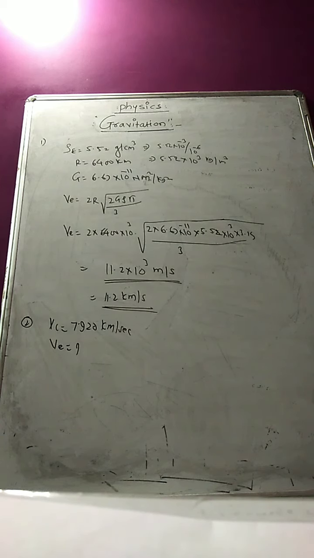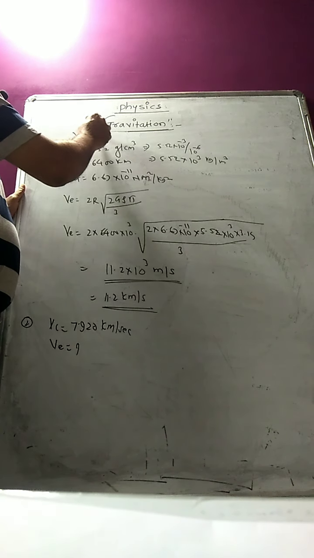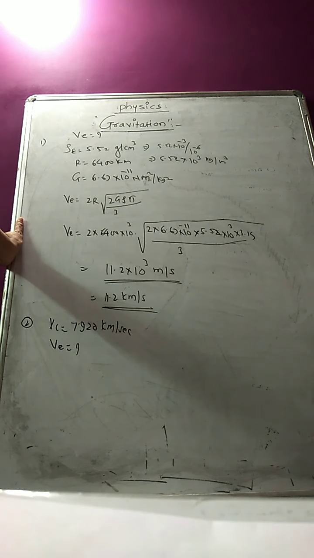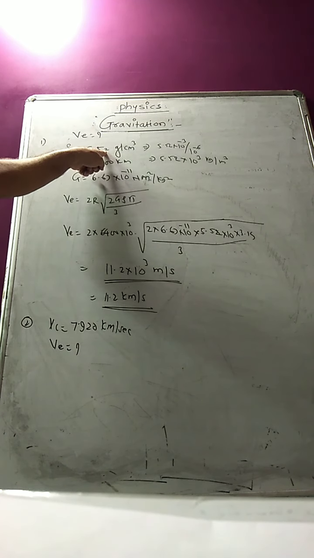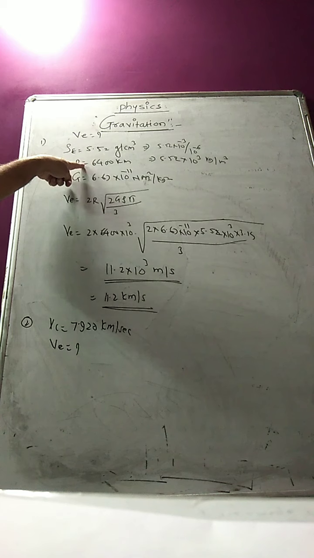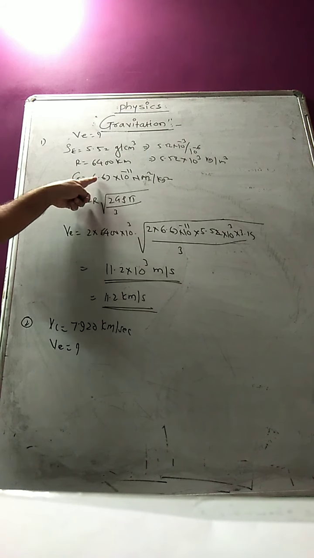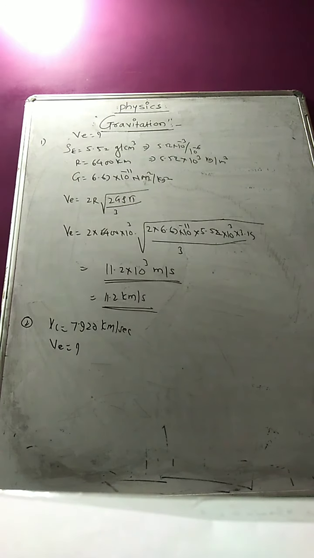Find the escape velocity of a body from the surface of Earth, if the mean density of Earth is 5.52 gram per centimeter cube. R and G are given to you: R is 6400 kilometers, that is the radius of Earth, and the gravitational constant is 6.67 into 10 raised to minus 11 Newton meter square per kg square.